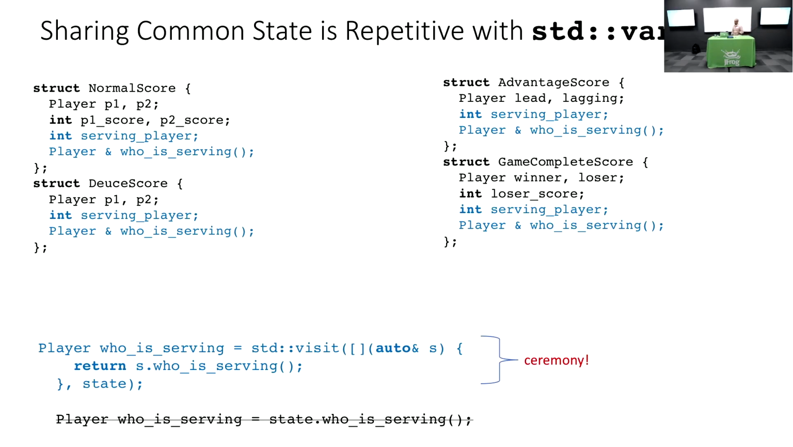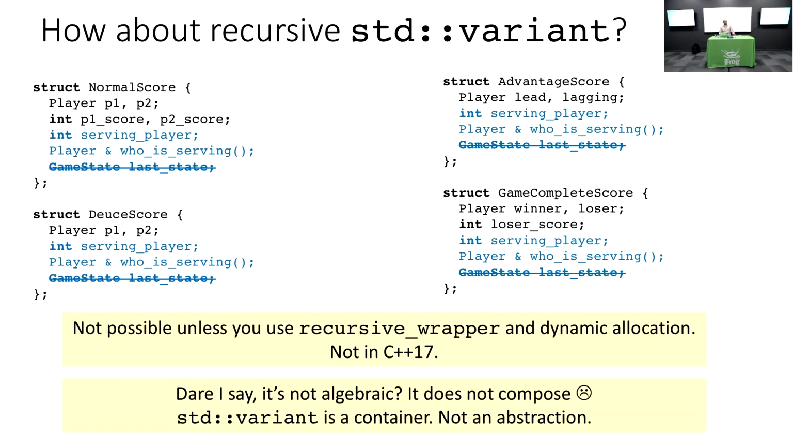Now let's look at recursive game state, a recursive variant. This is the case when we want to find out the last game state from a given game state. Now imagine we want to go back the entire match. Can a std::variant contain itself? Actually, it cannot. It is not possible unless you use something called recursive wrapper. And recursive wrapper, unfortunately, is not included in C++17. It is available in Boost libraries. Of course, you have to use Boost recursive wrapper with Boost variant. You cannot mix standard and Boost together, as far as I know.